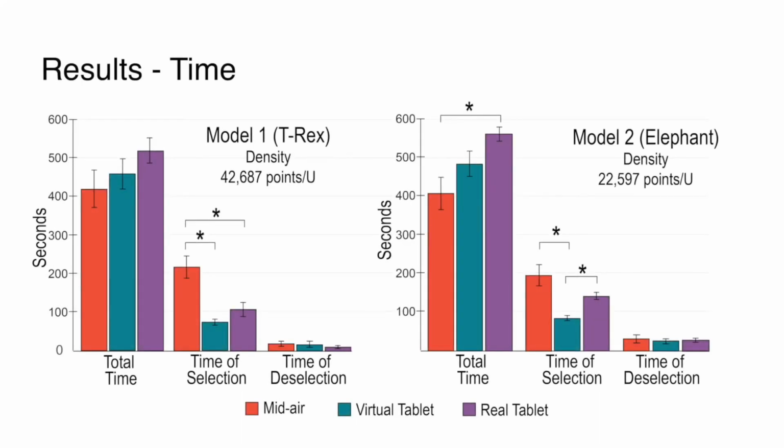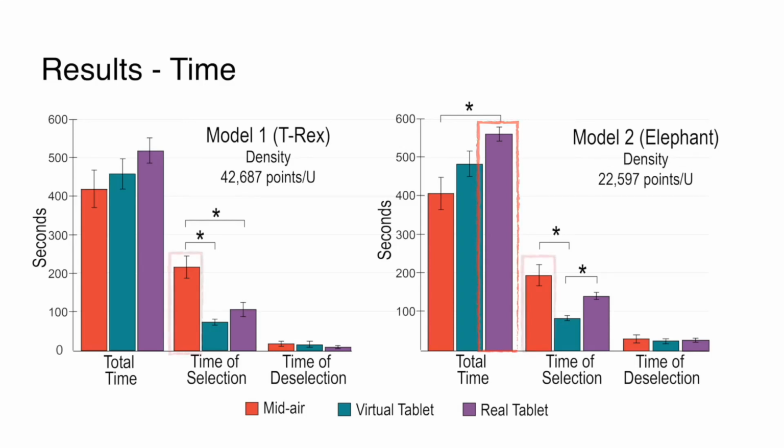In terms of time, we found that participants spend more total time in the real tablet condition. This could be because of the extra maneuvers that participants executed to look at the tablet and adjust the volume thickness. However, total time was only significantly higher when selecting the elephant model, involving lower points density. This suggests that our hybrid system is more effective for higher dense models, improving accuracy without significantly increasing the task completion time.